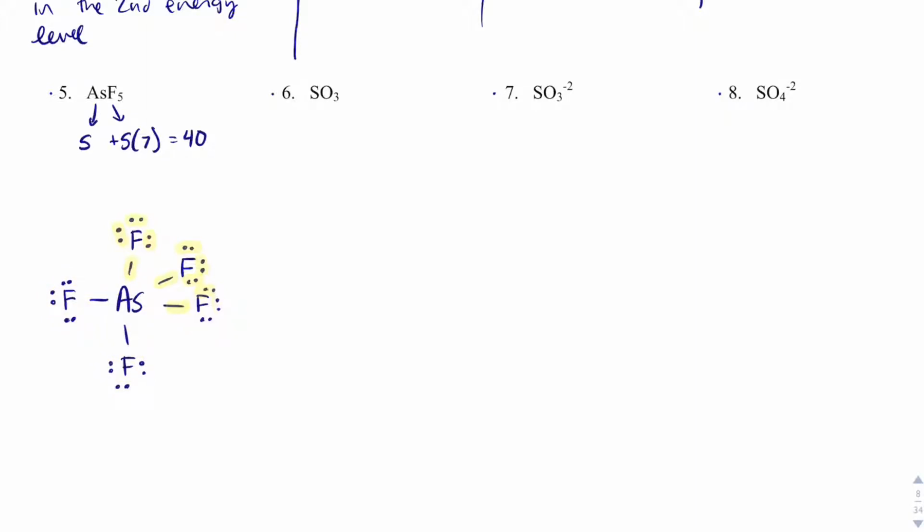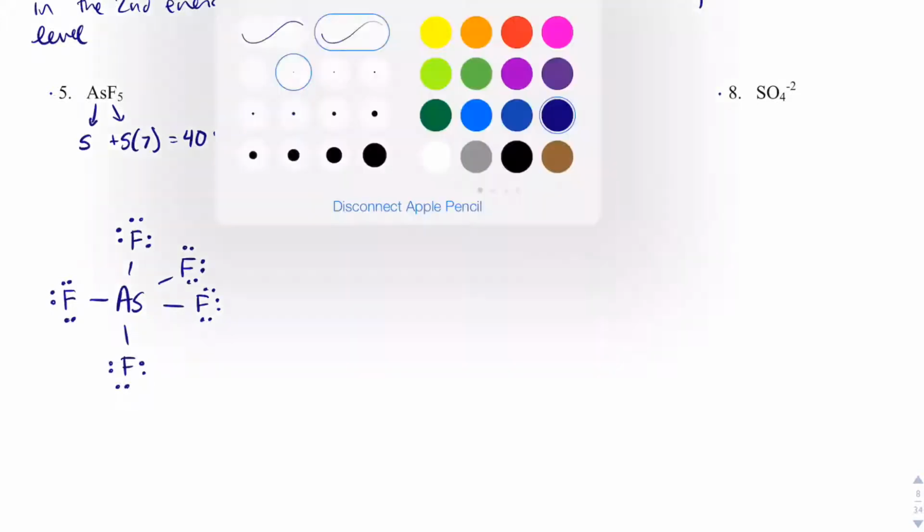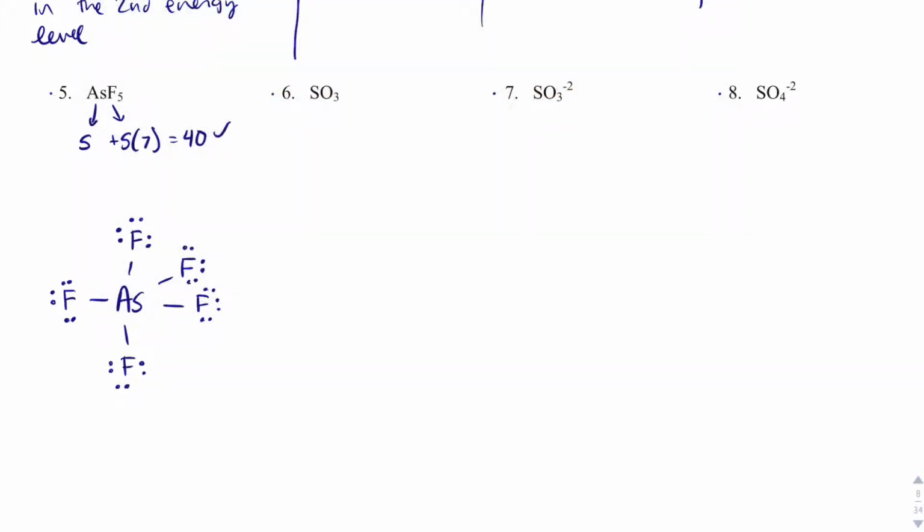So my count is good, but what do I do when my central element is in the third energy level or lower? That means I really need to focus on formal charge. Okay, there's lots of ways you can do formal charge. This is just the way that I do formal charge: I'm going to slice all my bonds in half. And when I slice them in half, I'm going to act like one of the electrons went to fluorine and one went to arsenic. Okay, so I might draw a picture that looks kind of like this.